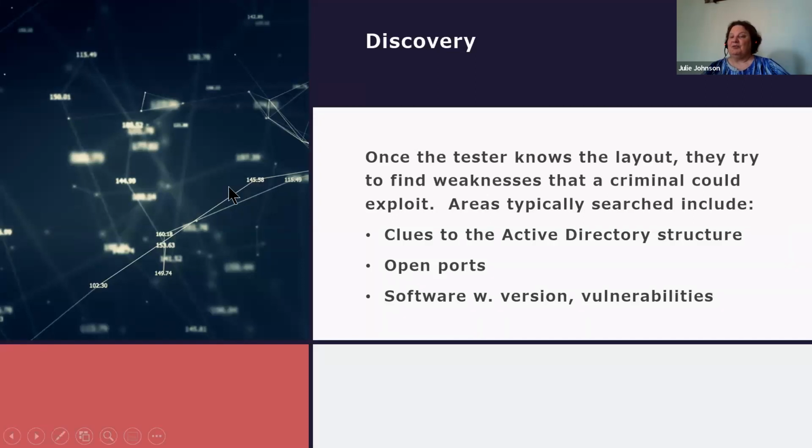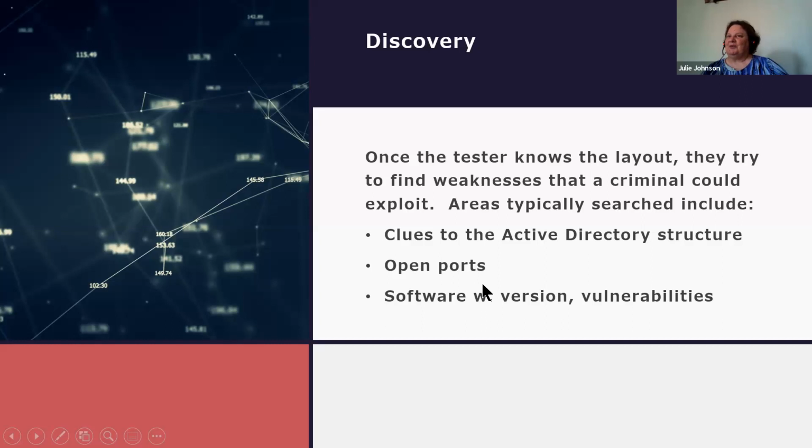Once the tester knows the layout, they begin looking for weaknesses that a criminal could exploit. Typically, this will be done through a process called fingerprinting, where we will either monitor traffic if we already have some access inside, or traffic that's going out from the network if we're still outside. That can give us clues.